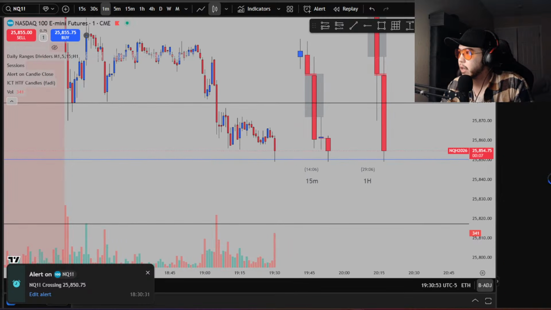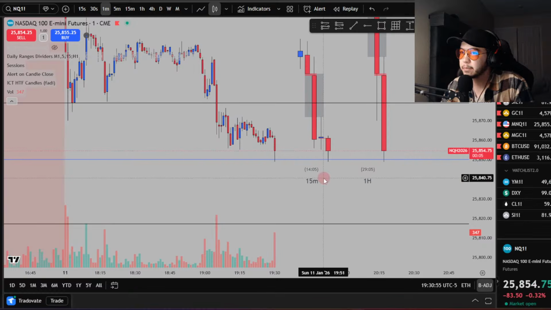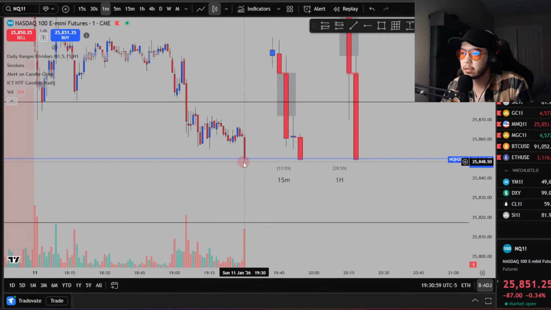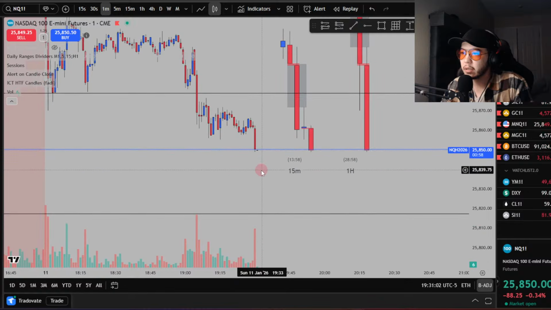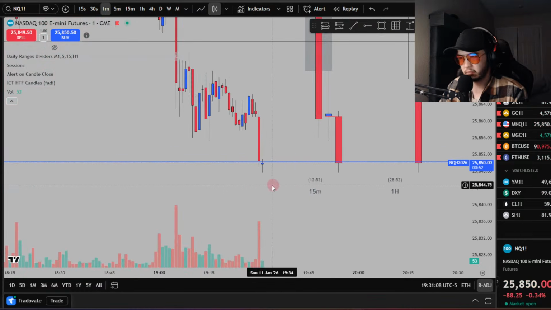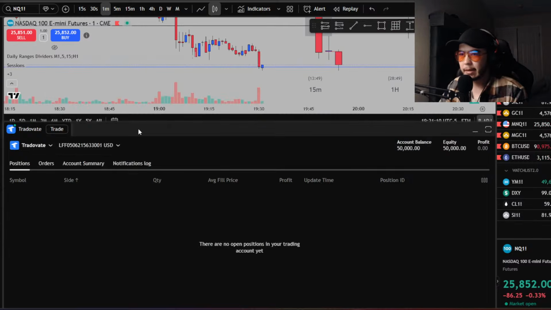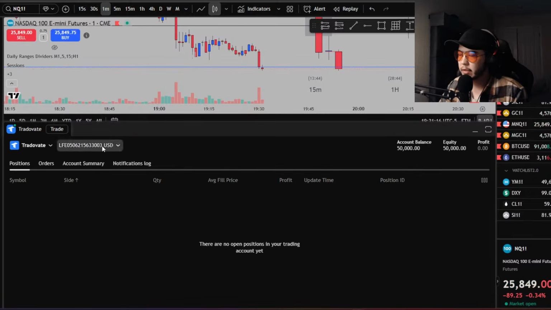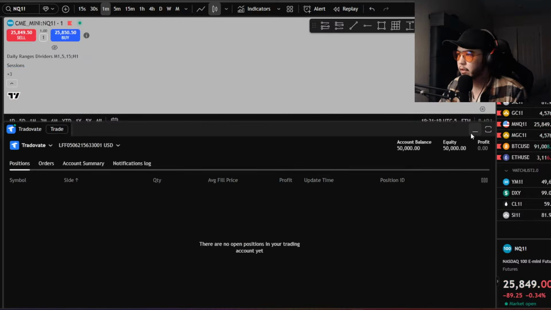So our alert got hit from the daily. All right, let's see if we're going to. We did not quite close above it. Let me make sure I'm on the right account. This is a funded account. That one is a challenge account. That one is a funded account.